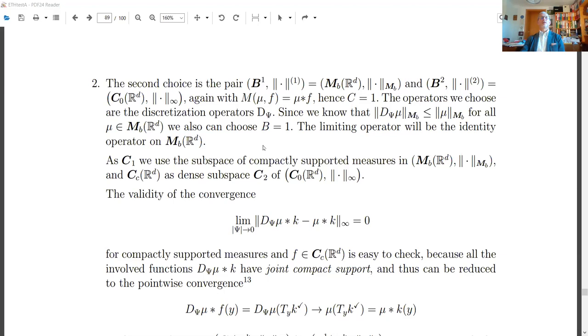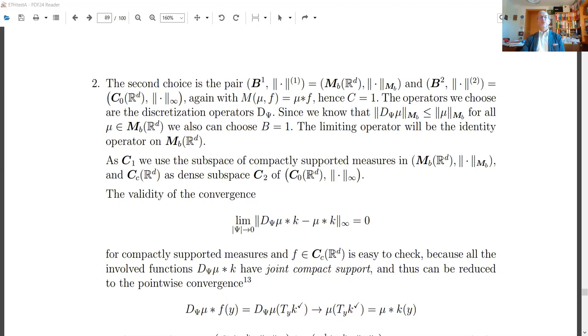And so what are the ingredients? We are convolving measures with C0 functions. So we are choosing B1 to be the bounded measures, and we choose C1 to be the subspace of compactly supported measures. We know every measure is an infinite sum of the pieces, and if you take fine partial sums, they approximate in the measure norm. Of course, we choose compactly supported CC in C0.